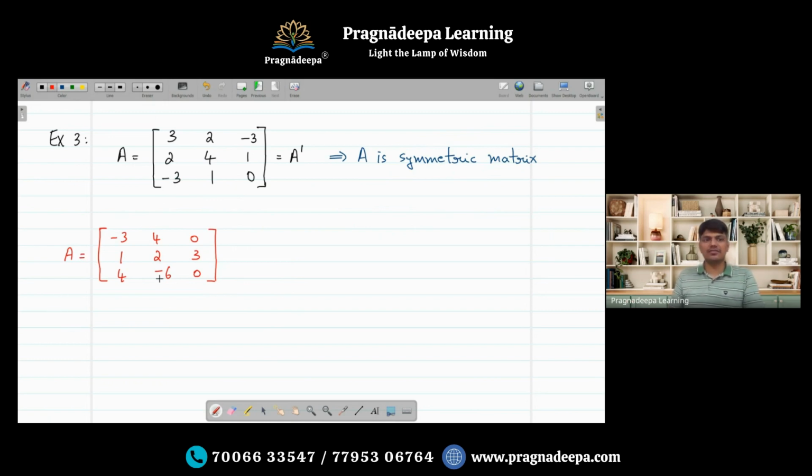We already did this. How can you find a symmetric matrix? By adding another matrix to A. How will you add that? You take the transpose of A, correct? What is the transpose of A? -3, 1, 4. 4, 2, -6. And 0, 3, 0. Note, students, even this is not equal to A. That is why we say it is not symmetric.